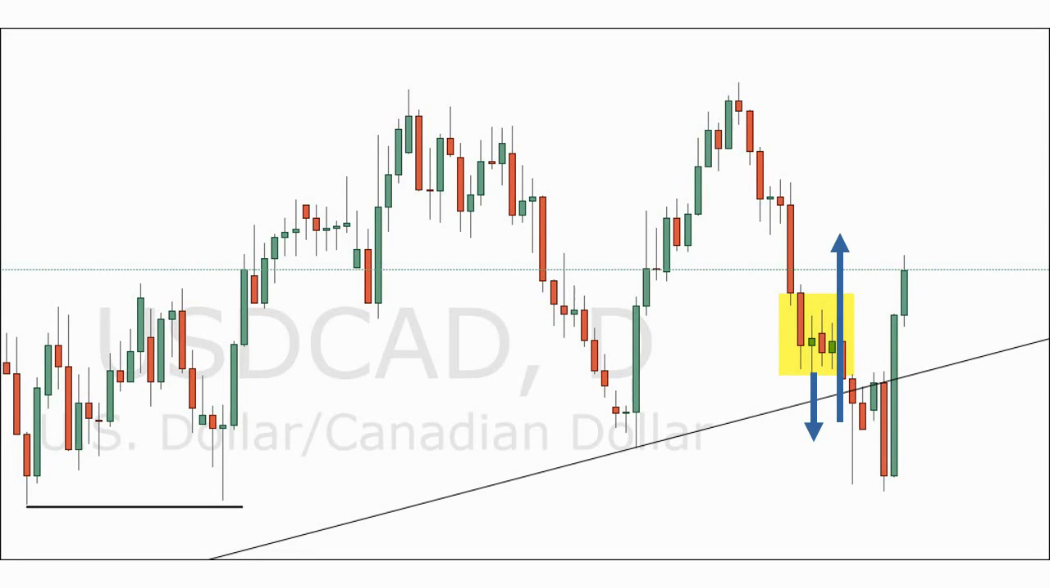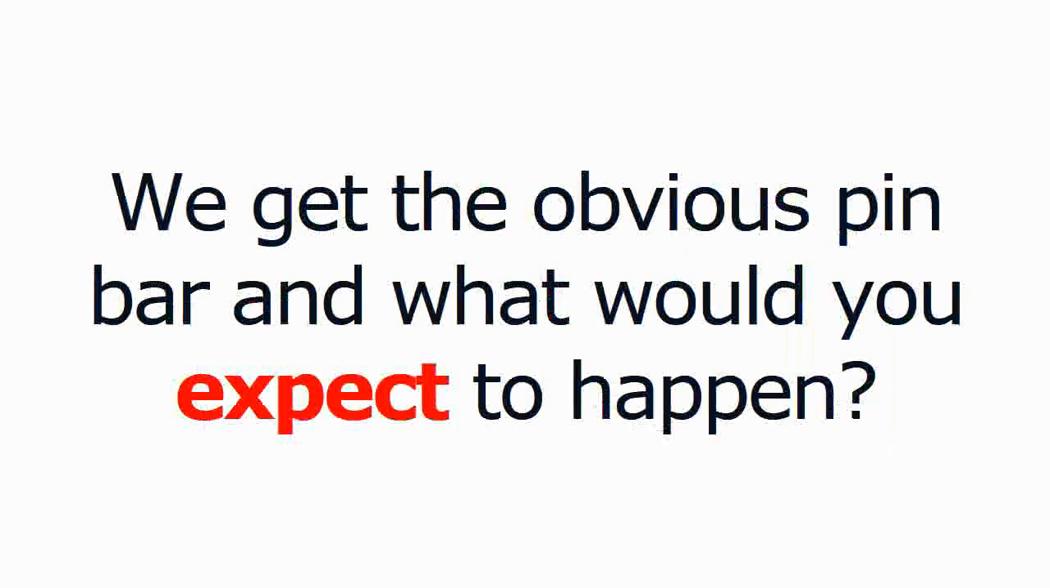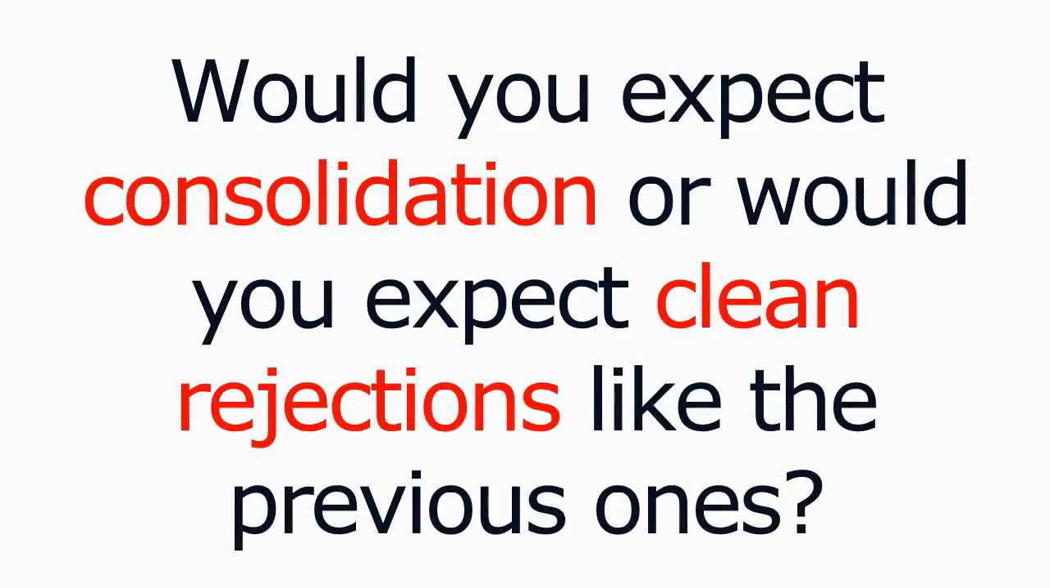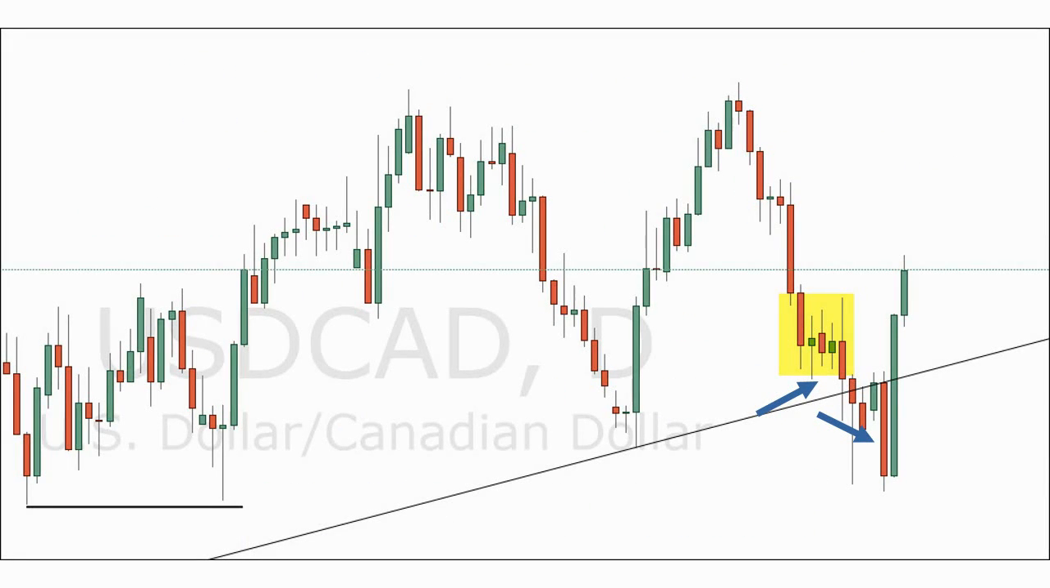Is that important information? Well, there are a few ways that candle could have formed, and would it change your opinion of the support break if price broke lower first and then took out the high of the consolidation? So that's some food for thought there. So we get the obvious pin bar, and what would you expect to happen? Number one, would you expect consolidation, or would you expect a clean rejection like the previous ones? Number two, would you expect to see the large bear candle if this was a really strong area of support?